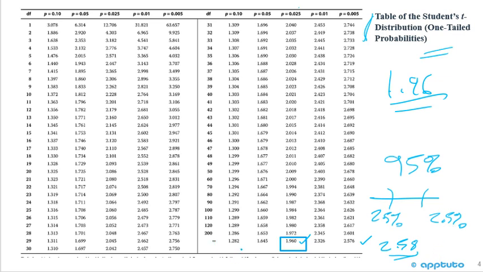And at the 90%, we're at 1.645. So that's where we get our critical values when we're doing this type of hypothesis test. We're getting it from the table of the student's t-distribution, one-tailed probabilities.